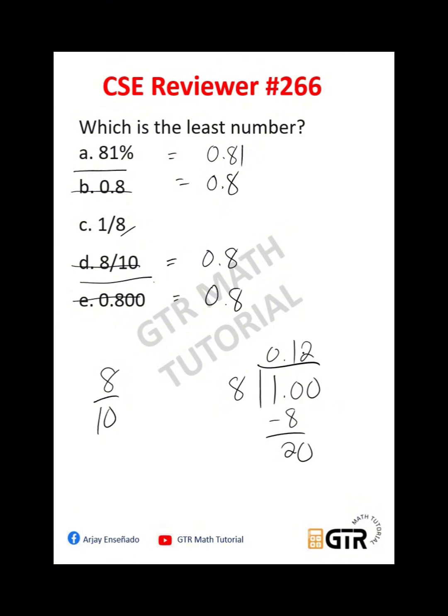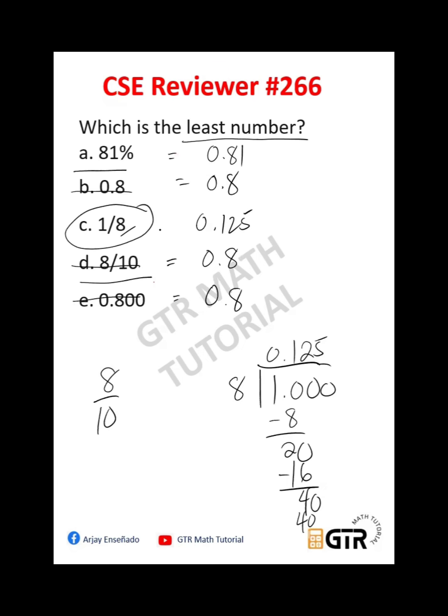Bring down 0, 20. 20 divided by 8 is 2. 2 times 8 is 16. Subtract, we have 4. Add another 0. Bring down, 40 divided by 8 is 5. 5 times 8 is 40. So therefore, 1 over 8 is 0.125, and this is the least number. The correct answer is letter C.